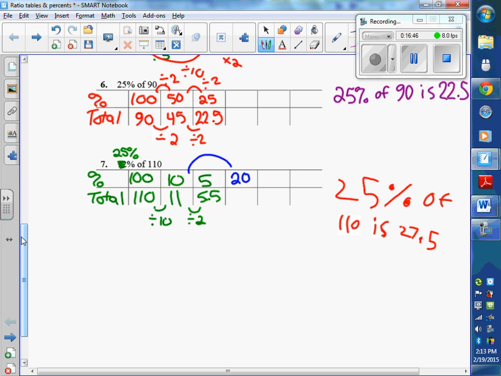And what would you have down here? You'd have 22. And then you just use the old add the columns. 25% is 22 plus 5.5, which is 27.5. Okay? That was the 7th one.